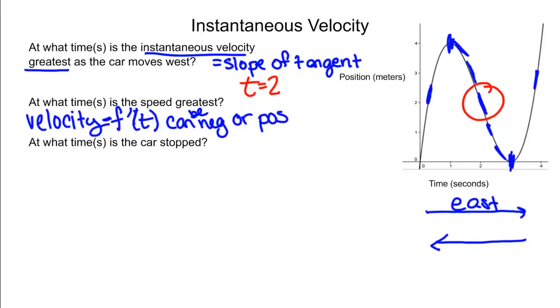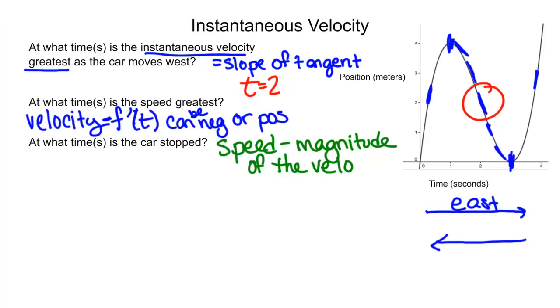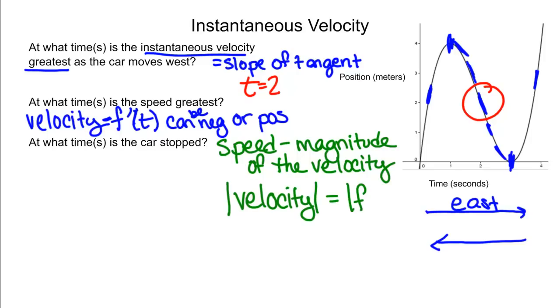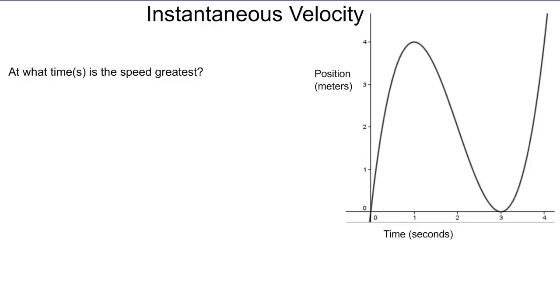But speed, on the other hand, is the magnitude of the velocity. So what that means is that we don't care in what direction. We don't care if it's negative or positive. It's always just positive. So speed is the absolute value of the velocity. So it's the absolute value of the derivative. All right, so our question is, at what time or times is the speed the greatest?